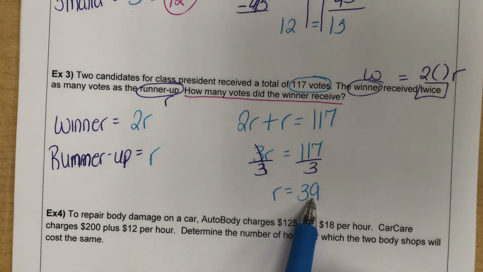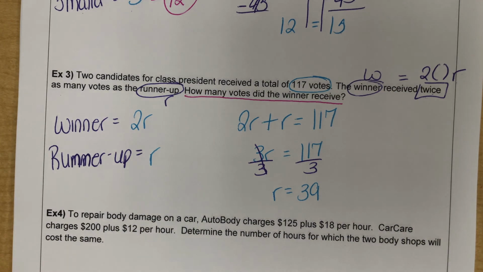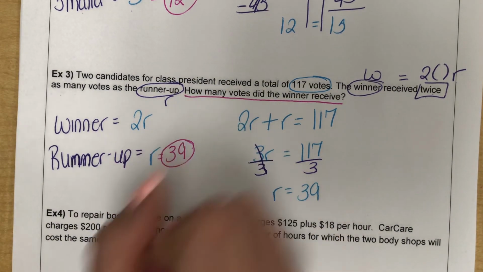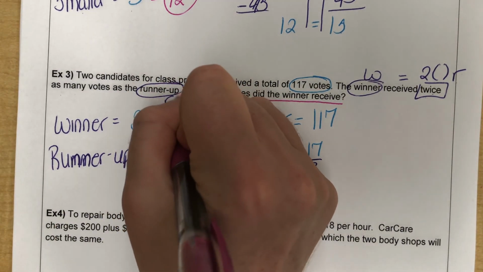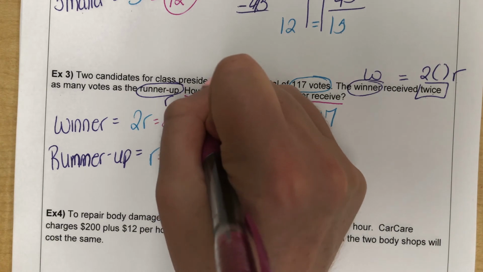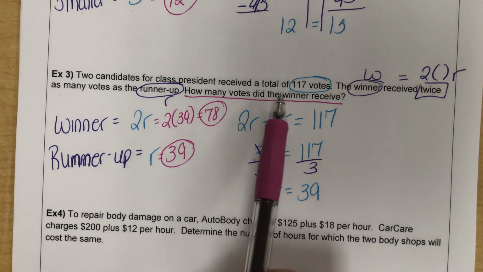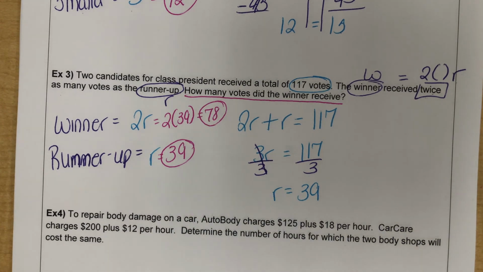So I'm going to plug that back in for my winner and my runner-up. I know the runner-up received 39 votes, and I know the winner received 2 times 39, which would be 78 total votes. So how many votes did the winner receive? 78 total votes. All right.